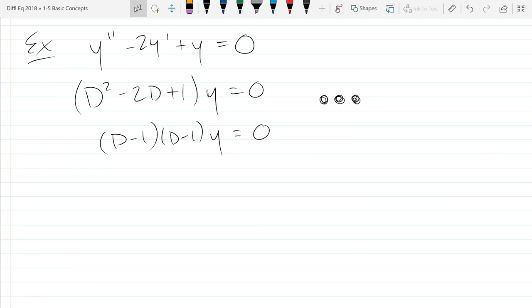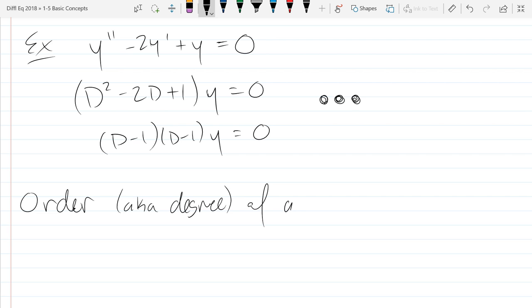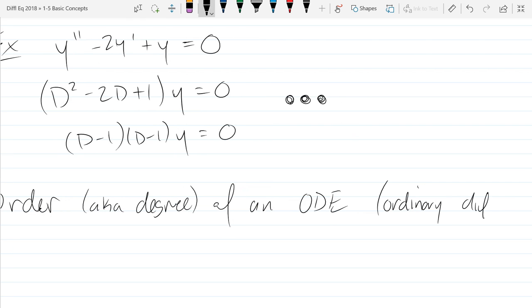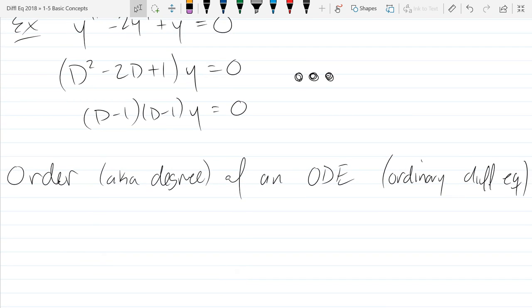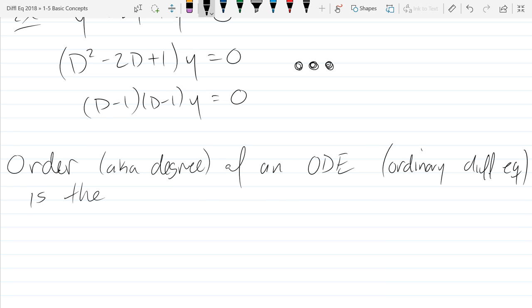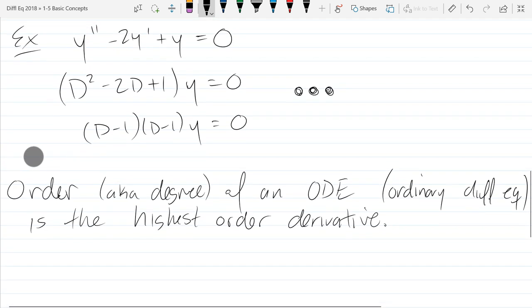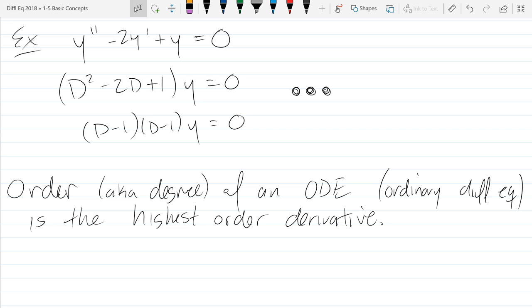Your book may work this one out. So now we're going to talk about the order, also known as a degree. And of course, ODE stands for ordinary differential equation. And we're going to be lazy and write ordinary diff EQ. So the order of a differential equation is basically the highest order derivative. In all the examples above, they were either order 1 or order 2. Most of them were order 1, except the last one I wrote down was order 2. So all it is is the highest derivative that you see.